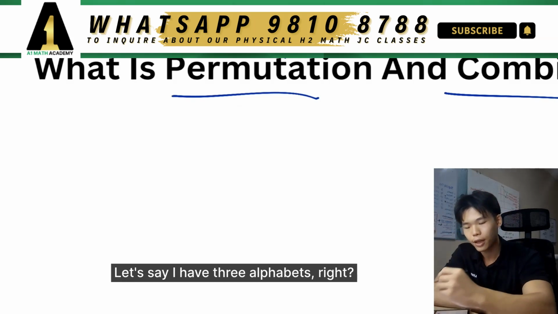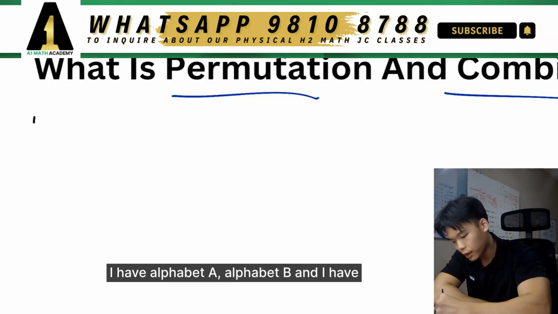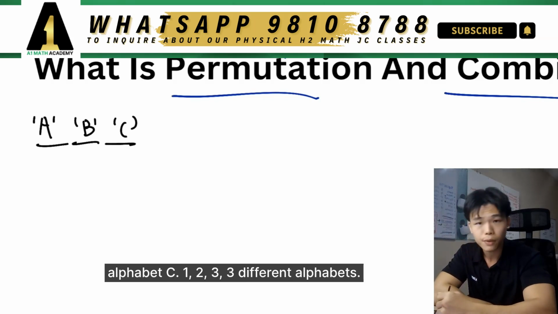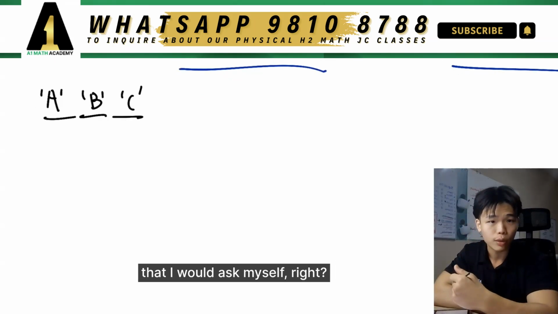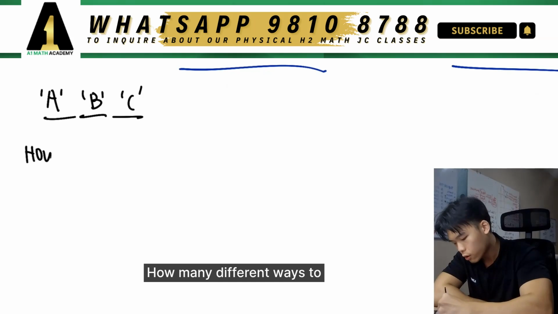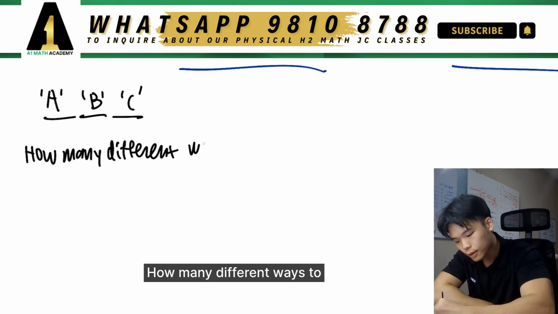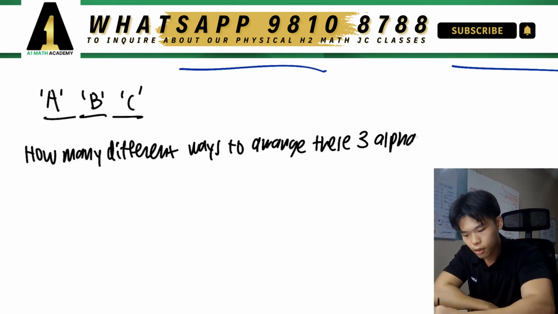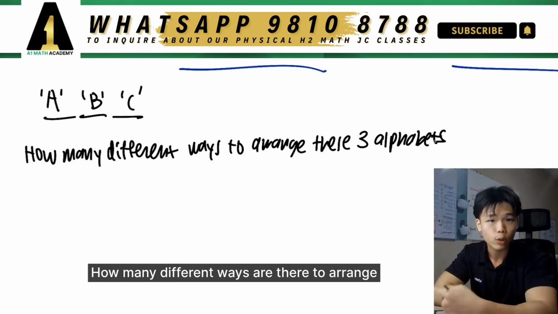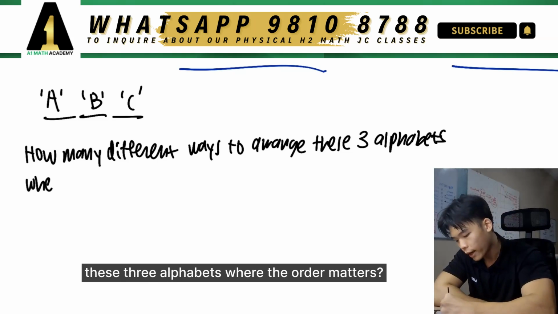Let's say I have three alphabets: alphabet A, alphabet B, and alphabet C. 1, 2, 3. Three different alphabets. Let's say I have two questions that I would ask myself. How many different ways are there to arrange these three alphabets where the order matters?